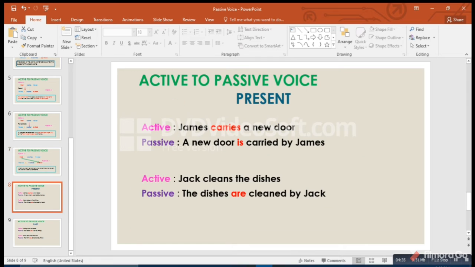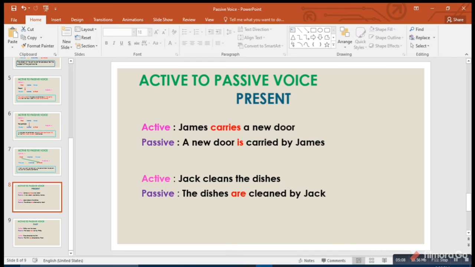Okay, so that's it. Now take a look at the present. James carries a new door. A new door is carried by James. Carries is present, so then here we also use the present, namely is carried by James. Here is the same too. Jack cleaned the dishes. The dishes are cleaned by Jack.